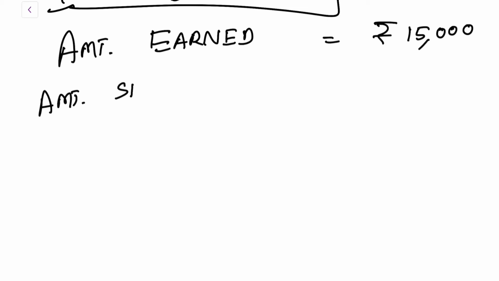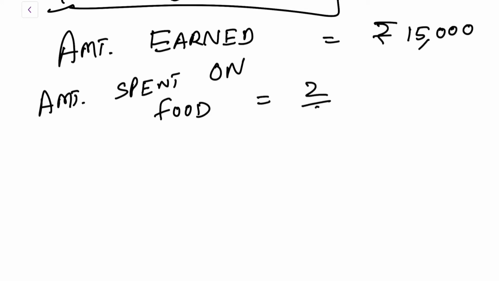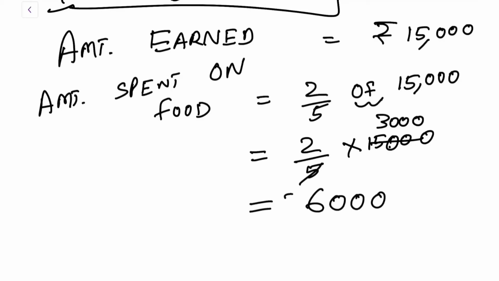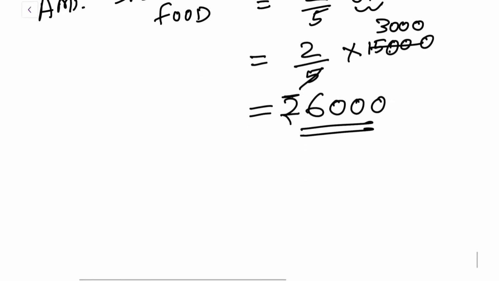Alright, now how much did she spend on food? Amount spent on food. The amount is not given, but it's mentioned that she spent 2 by 5 of it on food. That means 2 by 5 of the total amount, 15,000. Okay, we know that of is multiplication, so we just have to do 2 by 5 into 15,000, and that becomes 6,000. So 6,000 rupees is what she spent on food. Okay, but that's not what they asked you. We have to do a little more.